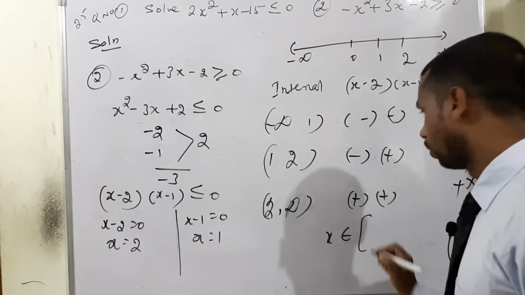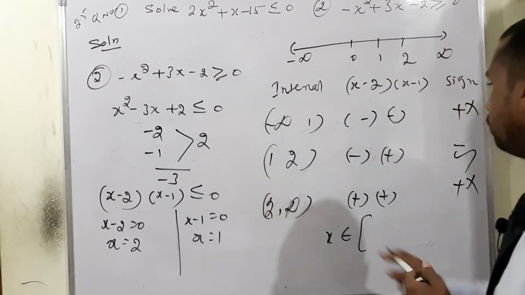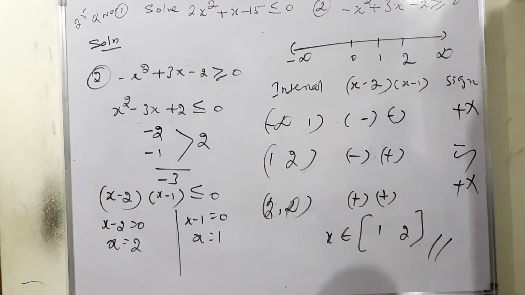Therefore, x belongs to the closed interval. The condition also includes equal to, isn't it? So the answer will be the closed interval from 1 to 2. Okay, I will continue with the next question.